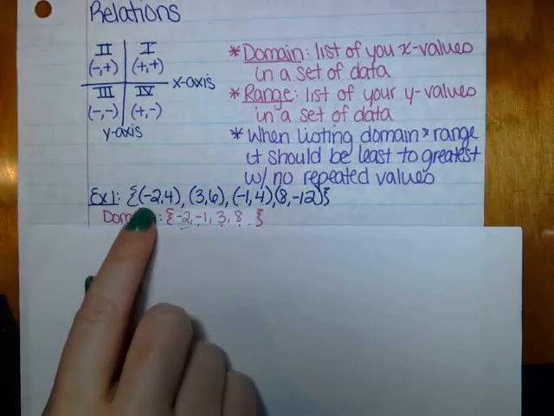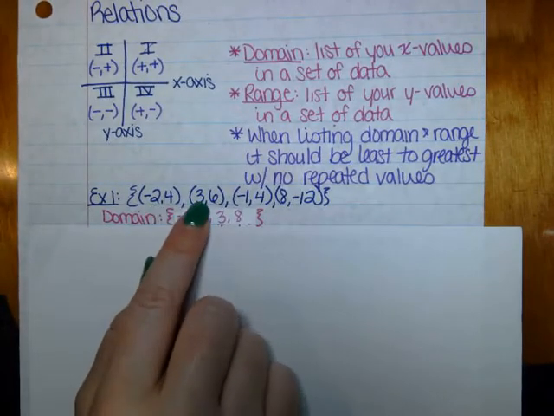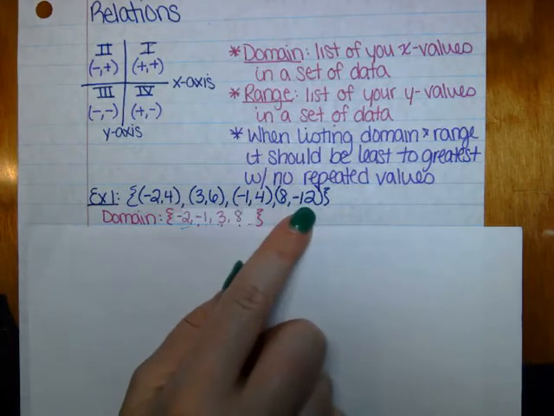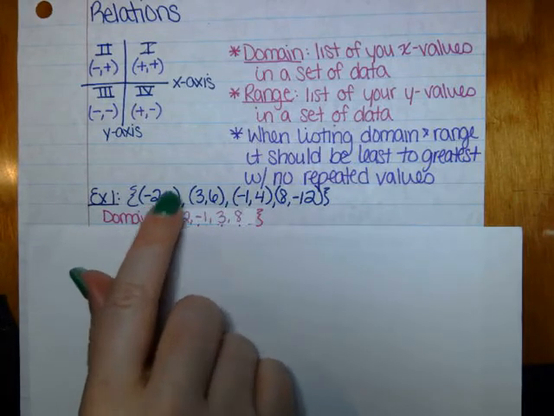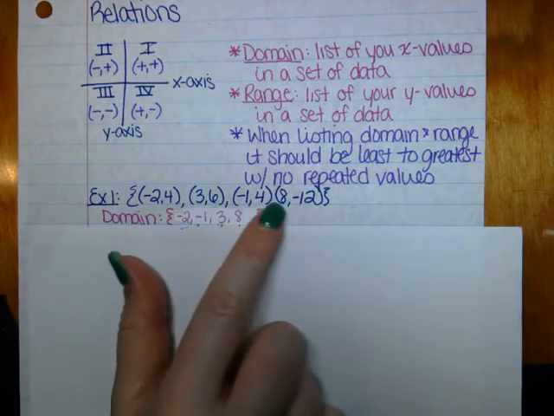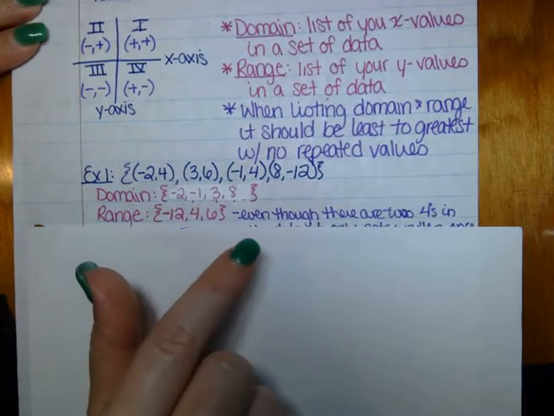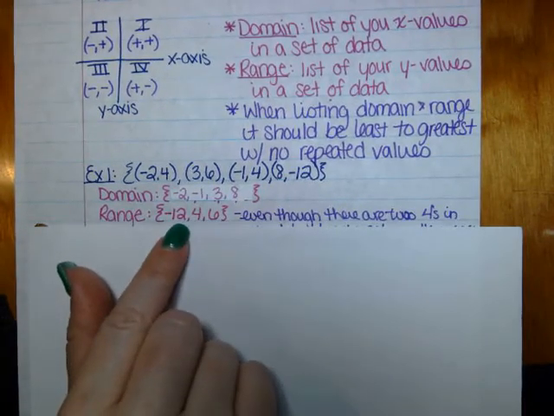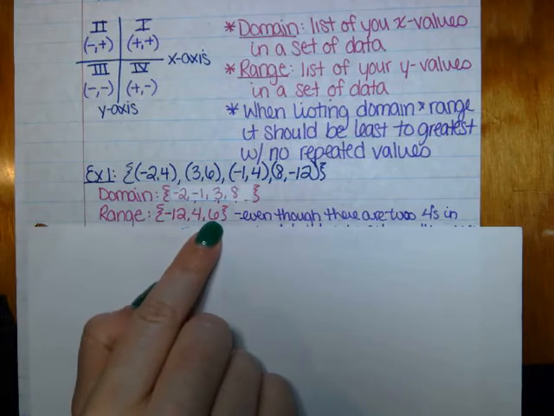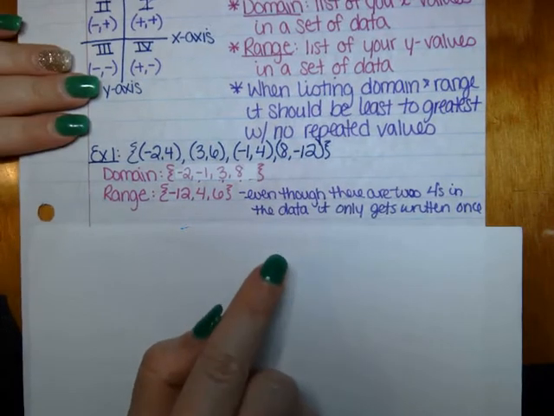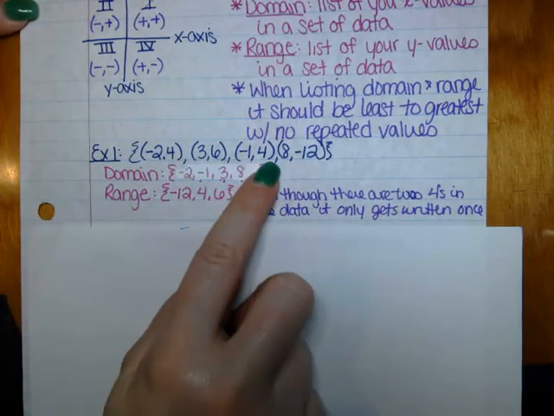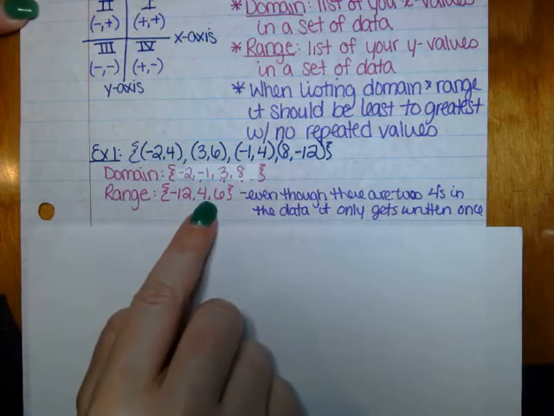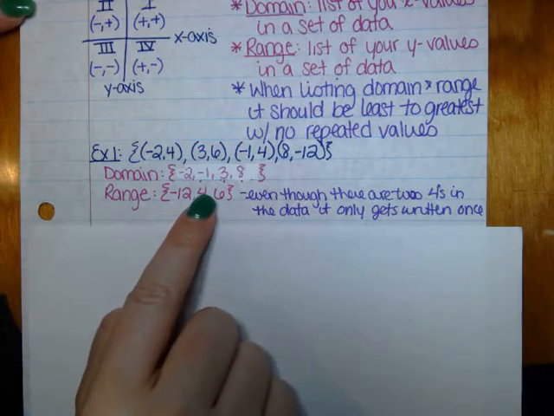The first one, if I have the ordered pairs (-2, 4), (3, 6), (-1, 4), and (8, -12), my domain, or the x values, least to greatest, would be -2, -1, 3, and 8. My range would just be -12, 4, and 6. So as you notice, even though there are two 4s here and there, you only write it once in your range, so you're not repeating it.